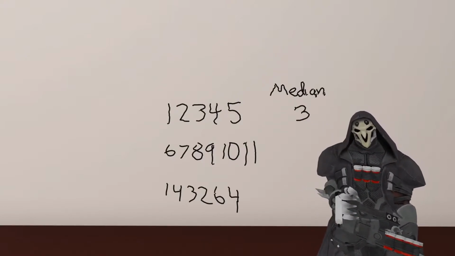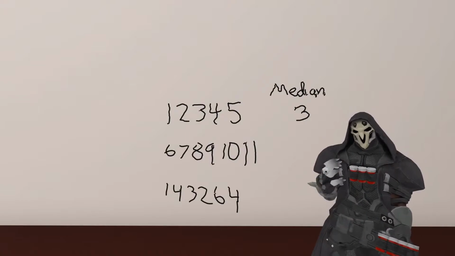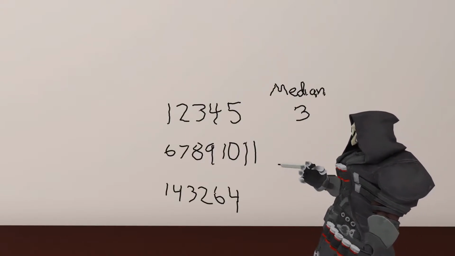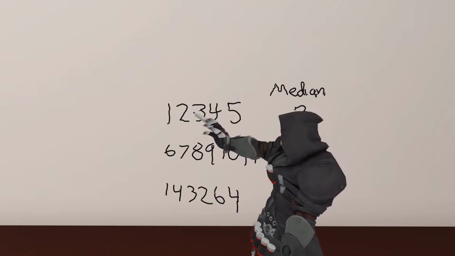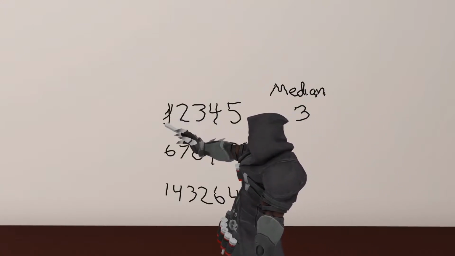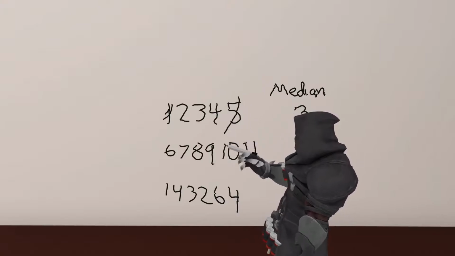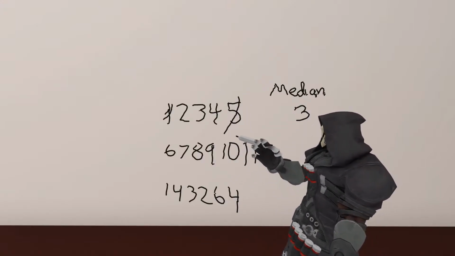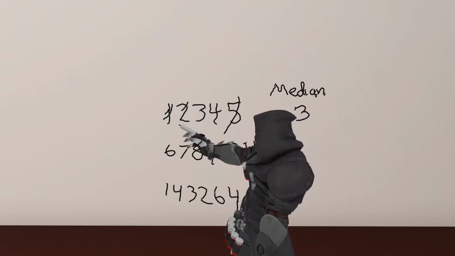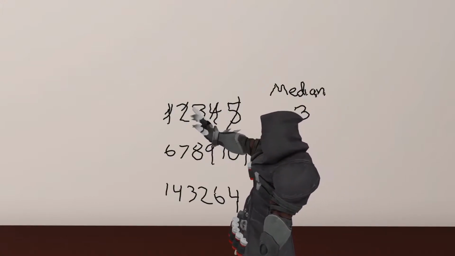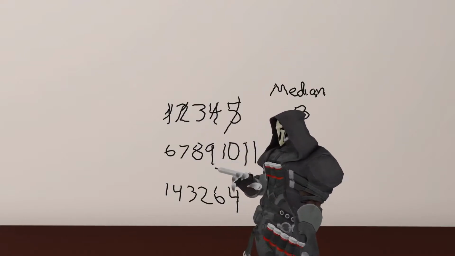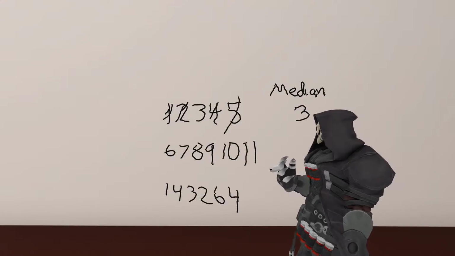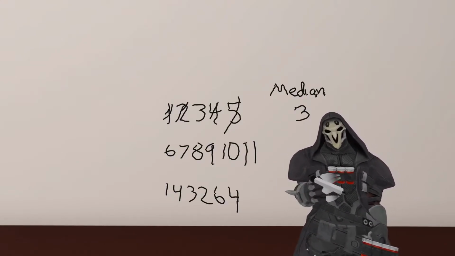Now there's a trick you can do if you have lots of numbers, and that's just cross them out on both sides. So if I cross 1 out over here, get rid of the 1, we get rid of the 5. So I got rid of 1 on the right and 1 on the left. And then we get rid of another one on the right and another one on the left. And now you can see we're just left with 3 in the middle. So that's one trick that you can use to find the middle number.